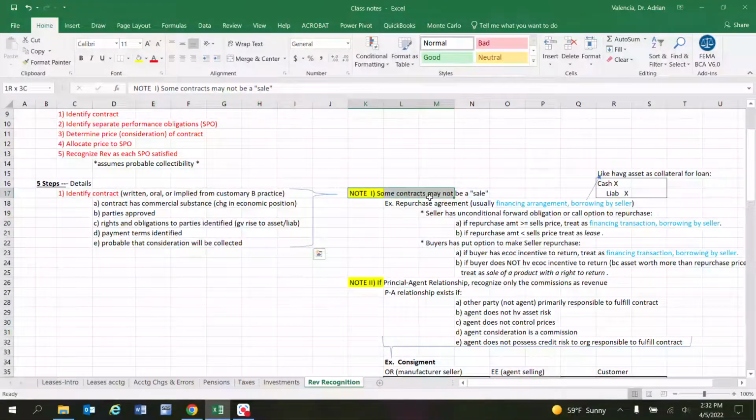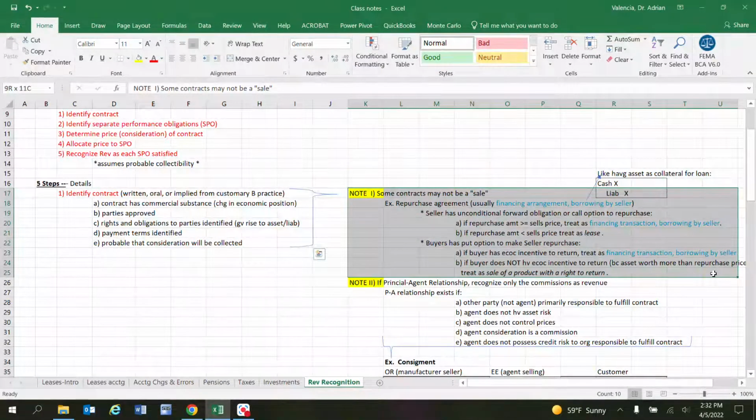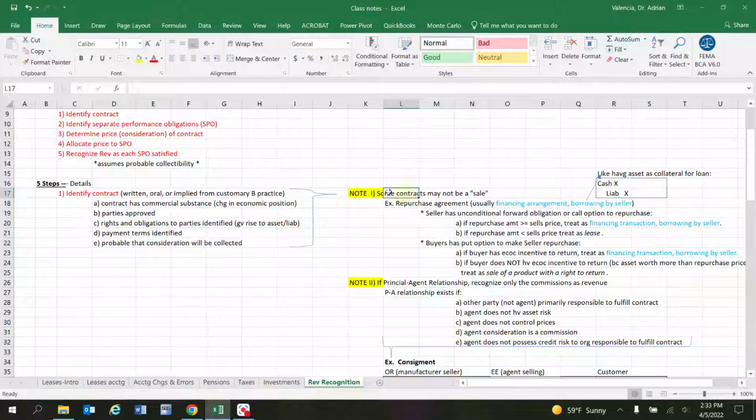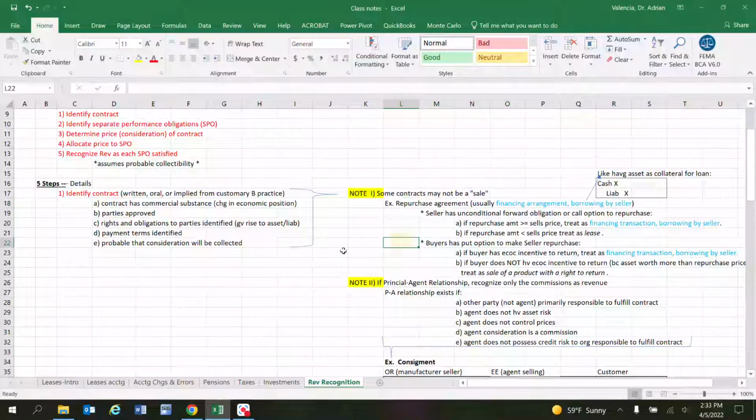So make sure you are a little questioning of these things if it doesn't seem like a sale. In accounting, we value substance over form. So even though you might have a contract that says sale of something in form, if in substance it just looks like a loan, then that's the way we're going to treat it, as a loan. That's the first thing I want you to be careful with.